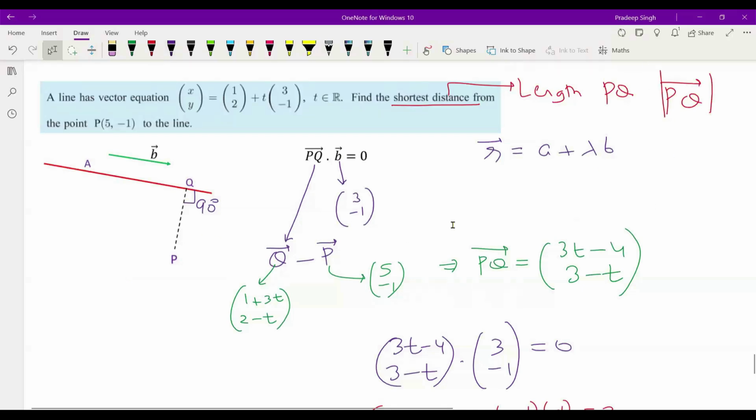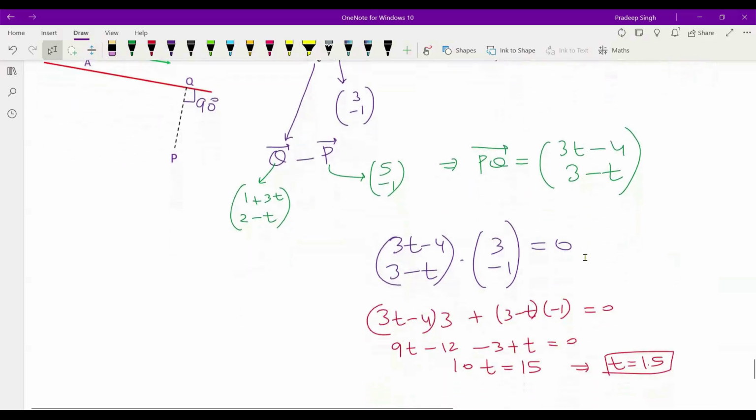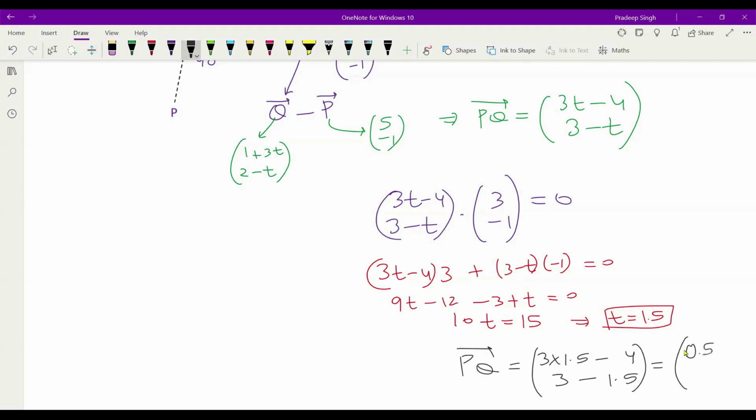PQ vector, let's figure out. So the PQ vector we had found out as (3t minus 4, 3 minus t). And the value of t which we got was 1.5. So let's put t as 1.5 in this equation and let's see what we get. So the PQ vector will come out as 3 multiplied by 1.5 minus 4, and 3 minus 1.5. If we simplify this, we will get 0.5 as the x component and 1.5 as the y component. So this is the PQ vector.